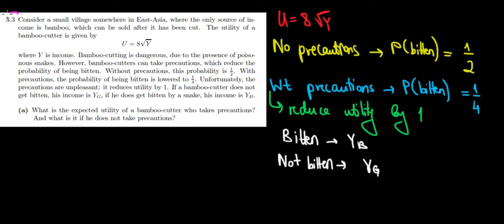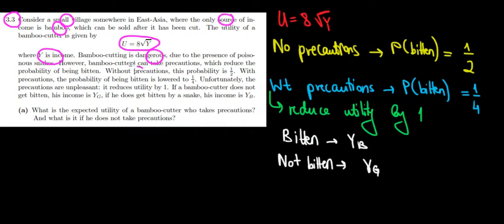Let's work on question 3.3 now. So we have a village where the only source of income is bamboo, which can be sold on the market. Now the utility of the guy who cuts bamboo is 8 times square root of y, where y is his income. Now cutting this bamboo is dangerous, so there is a probability of being bitten by a snake.